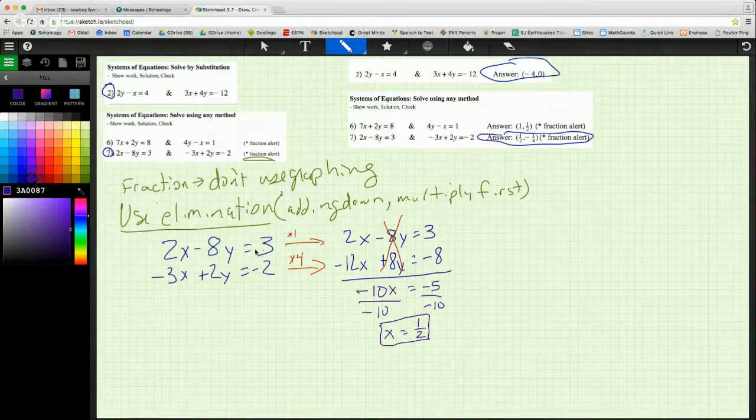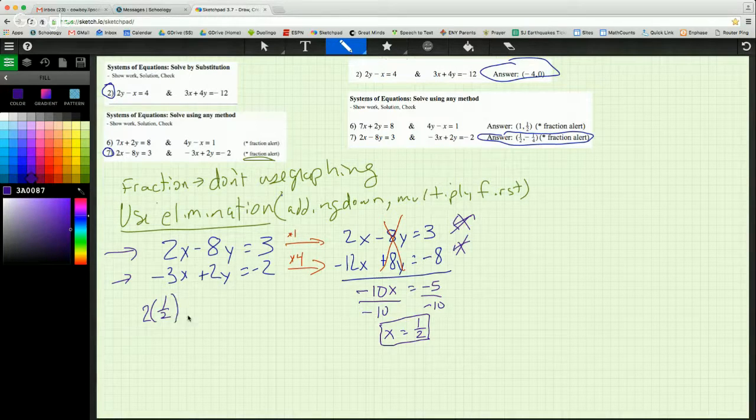So now we're going to solve for y, but we've got to plug back into one of the original equations. We're not going to go back to these equations. We're going to go all the way back to the original equations to find our y. So let's look at this first one. Negative 3x times 1/2 is going to give me a fraction. Let's use that first equation.